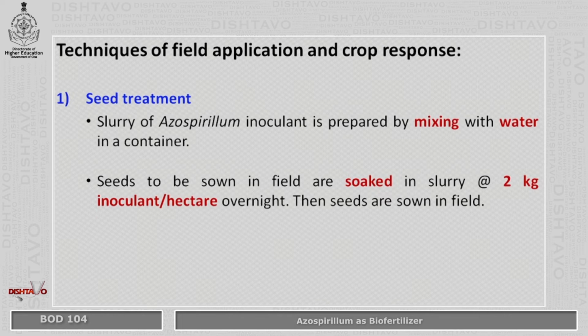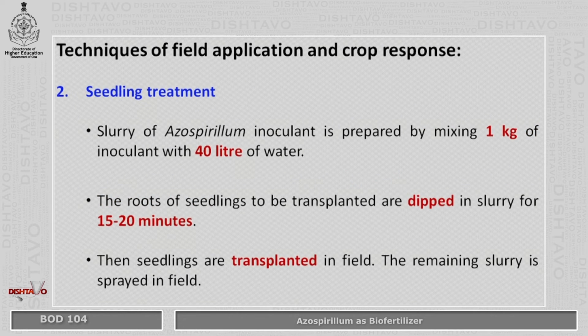the field. Coming to the second method, that is seedling treatment. In this, slurry of Azospirillum inoculant is prepared by mixing 1 kg of inoculant with 40 liters of water. The roots of seedlings to be transplanted are dipped in slurry for 15 to 20 minutes. Then seedlings are transplanted in the field. The remaining slurry is sprayed in the field.